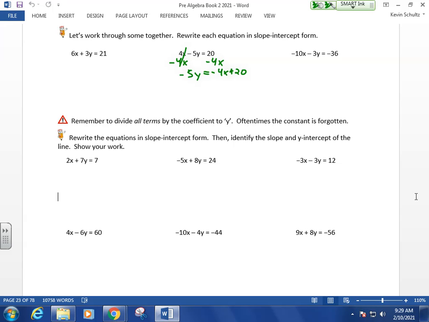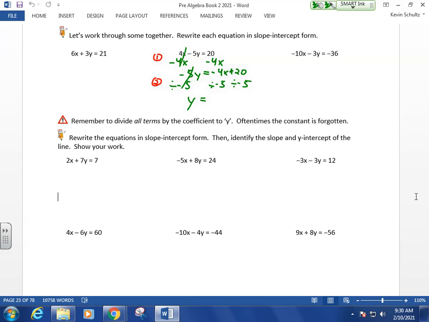Our second step is to now divide by that coefficient to y, which, as John said, is a negative 5. So divide all terms by negative 5. Okay? So if you're following along with our steps up above, here was step 1, subtract 4x. Here is step 2, divide by negative 5. On the left side, those negative 5s cancel out, which is what we want.